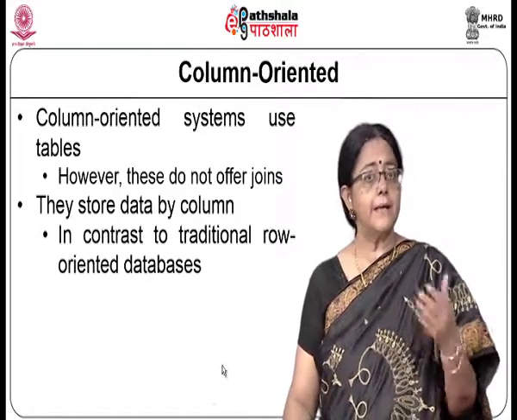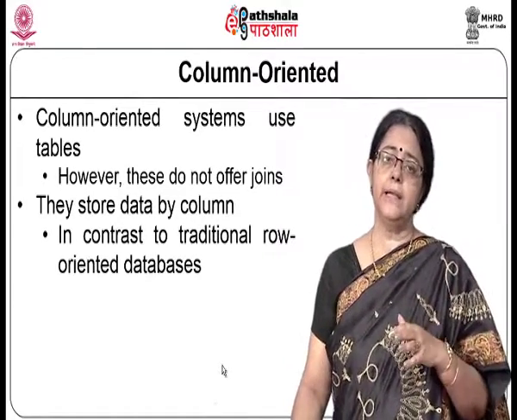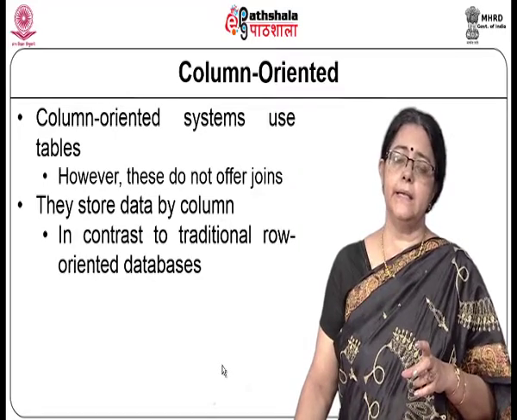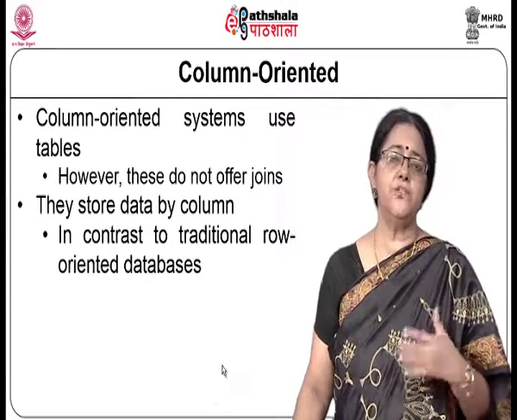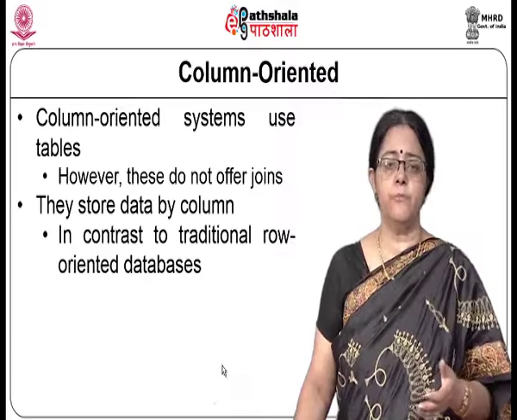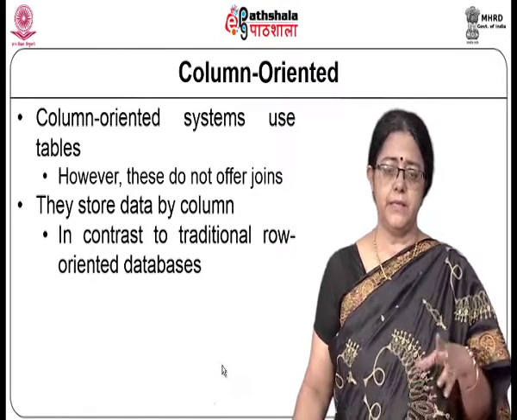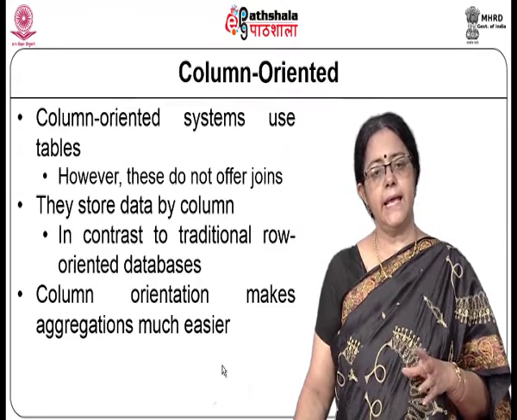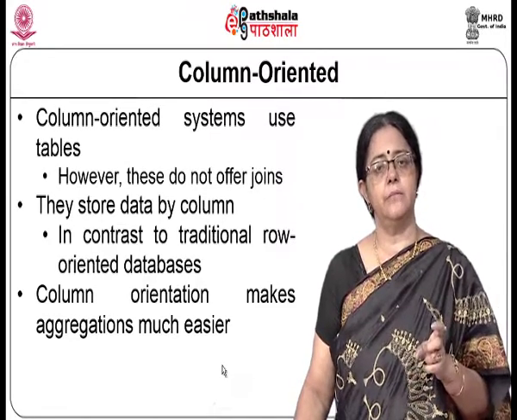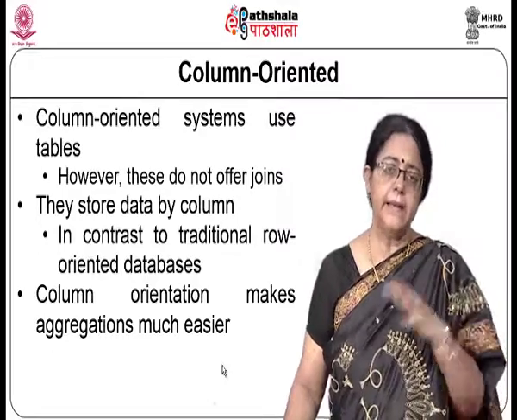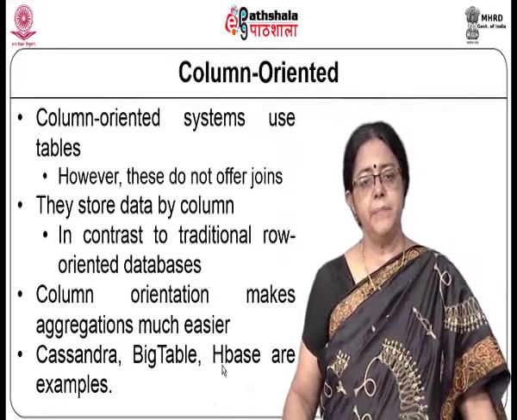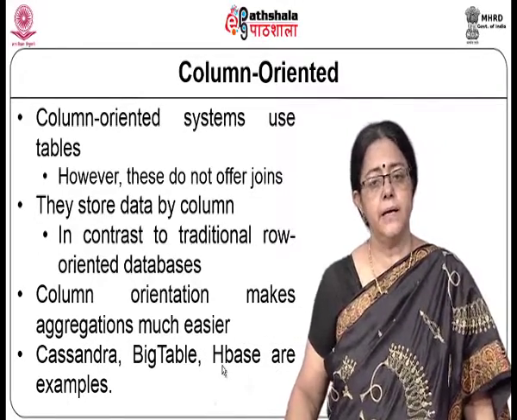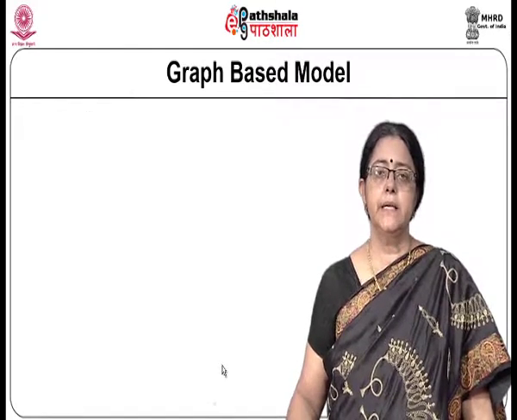Row wise were the relational databases, column oriented are column wise, and therefore table join, which is a very strong point for relational databases, is not possible in these column oriented data stores. But the aggregation of such data is easy. Bigtable, Cassandra, HBase are examples.